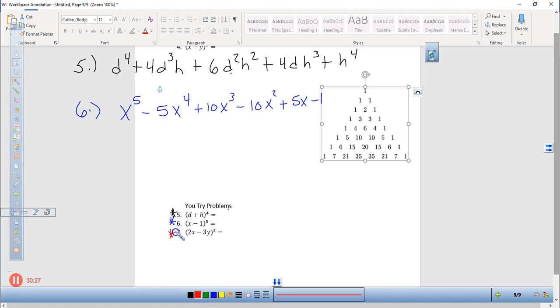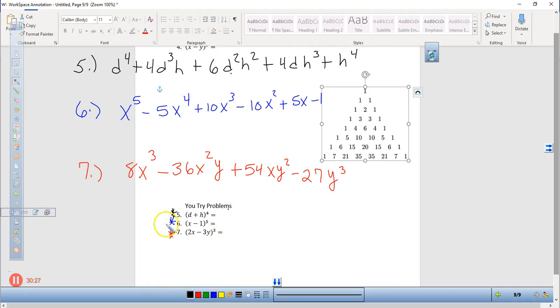And lastly, in the red, number 7, I've got 8x cubed minus 36x squared y plus 54xy squared minus 27y cubed. Okay, so there's our 3 answers, 5, 6, and 7, each color-coded for you.